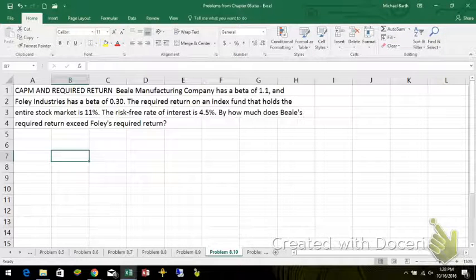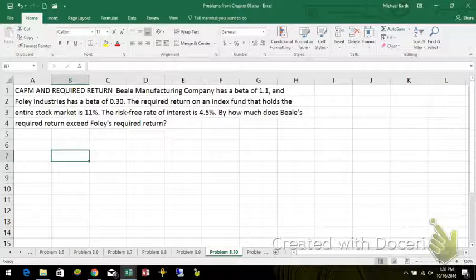This is problem 8.10 from Brigham and Houston's Fundamentals of Financial Management, Concise 9th edition. And here we're given two companies, Beal Manufacturing and Foley Industries, and we have some information on their betas. Beal has a 1.1 beta, Foley has a beta of 0.3. So Beal is higher risk than average, Foley is much lower risk than average.